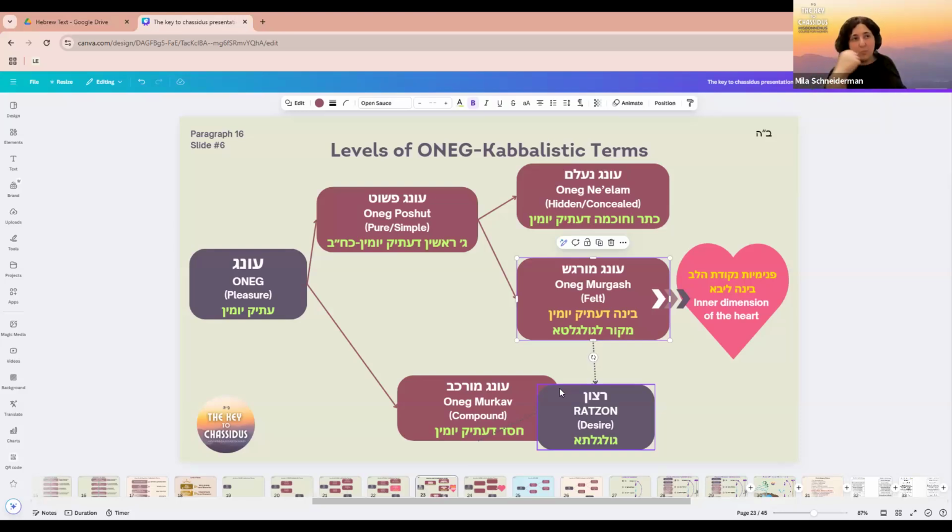So all these ideas, the more we cook it in ourselves, the more we try to explain it. Okay, what is oneg pashut? What is oneg ne'elam? What is oneg murgash? What is ratzon? What is gulgolta? The more we cook it in our mind, the better our cholent will be, and the more oneg we're going to have out of it. Why? Because this is the process of iyun. It's cooking, sitting on it, dwelling in it.